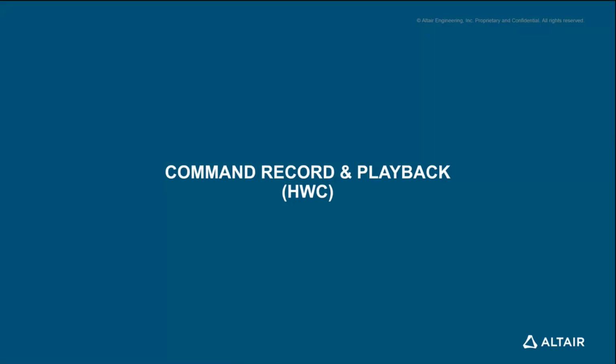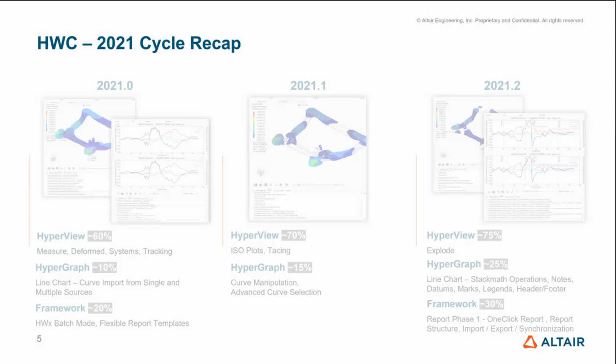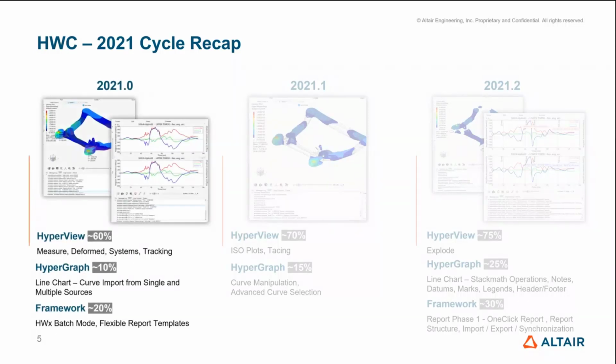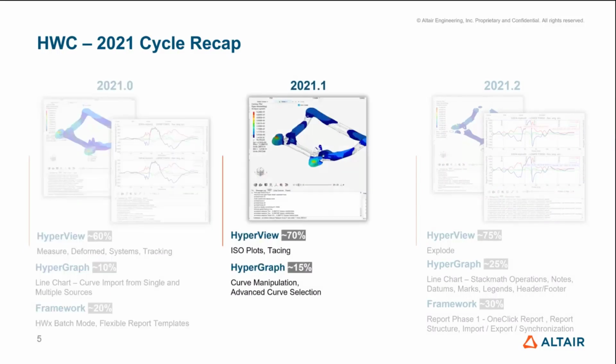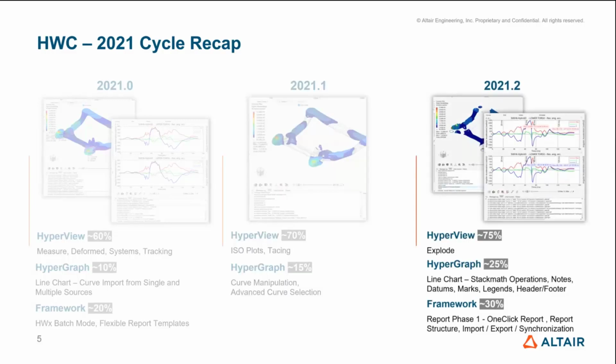Okay, I will show you now the news in HWC, and for this one, I will use extensions. So the whole demo will be based on the new extension feature with the multi-client support. First, for HWC, a quick recap. 2021, we started with HyperView 60%, 10% HyperGraph, very little, just import and framework 20%. Over the whole 2021 cycle, we increased the usage for HyperView to 75%, HyperGraph to 1/4, and the framework to 30% with the new report support.